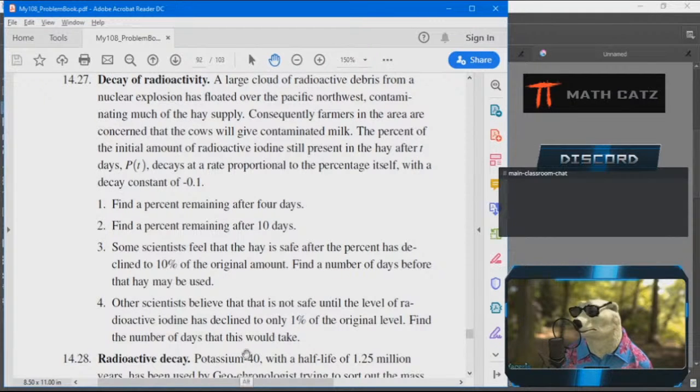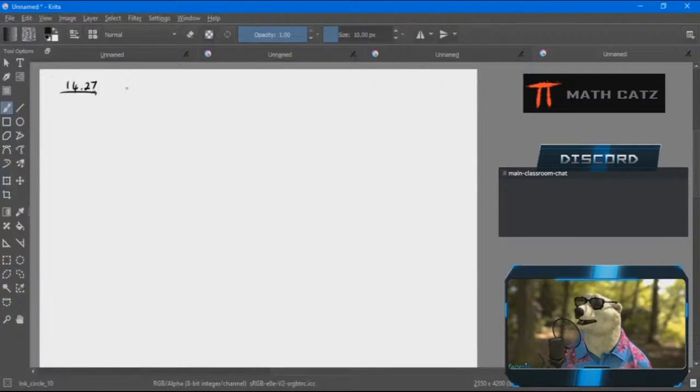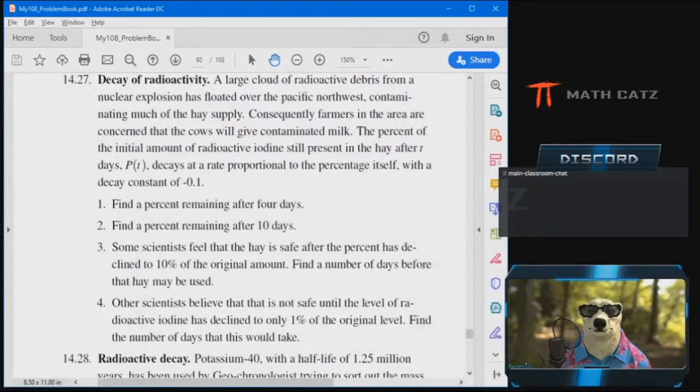All right. So that allows me to set up my differential equation as a translation of that information. Whoops, not Y. Haha. My initial percentage, do they tell me that? I don't think they do at all, do they? Let me just triple check here. They're concerned about the cows giving contaminated milk. They define P for me. It decays at a rate proportional to the percentage itself, with a decay constant of -0.1.